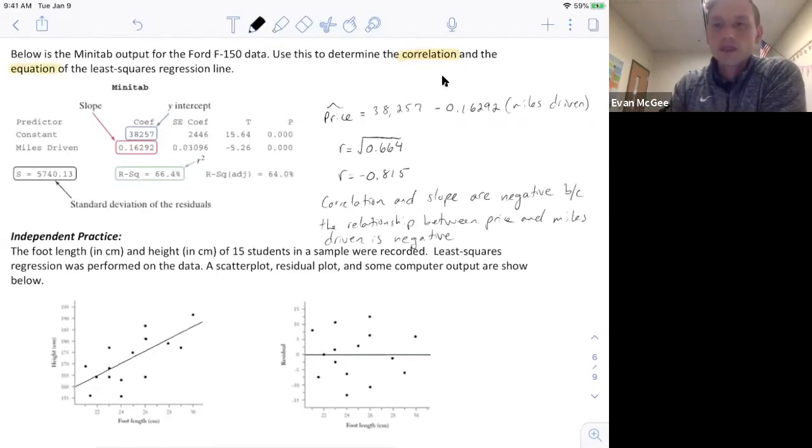So you can see I calculated the correlation and the equation for the least squared regression line. The slope is the coefficient of x, and the coefficient of the constant is the y-intercept. To find the correlation, we're going to take r squared and take the square root of it. But I know that it's going to be negative and the slope is negative because the relationship between the price and the number of miles the truck has been driven is a negative relationship.